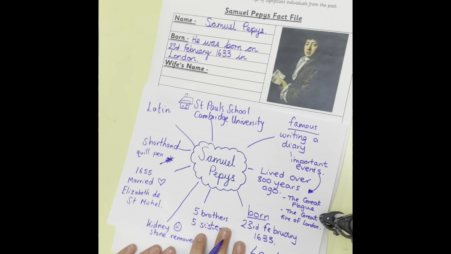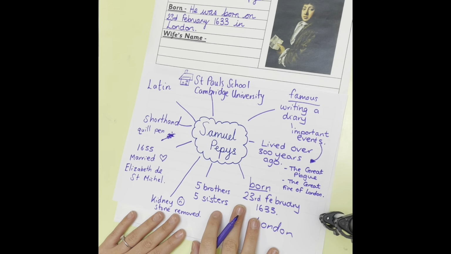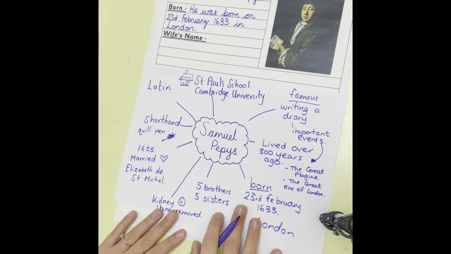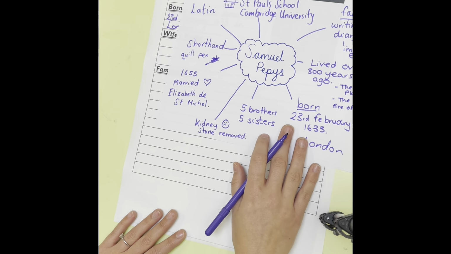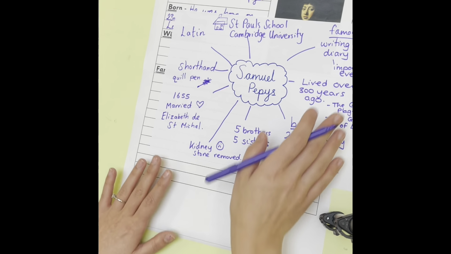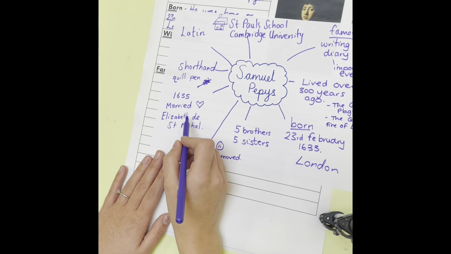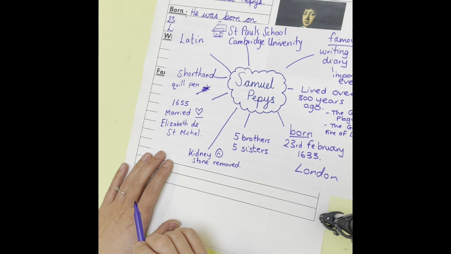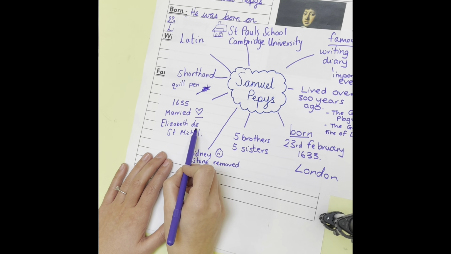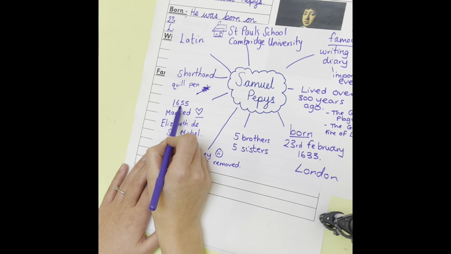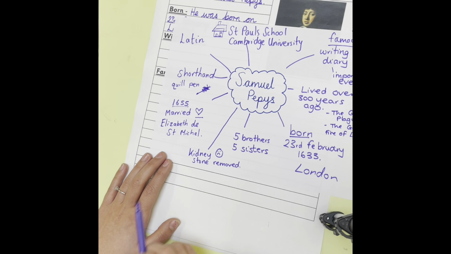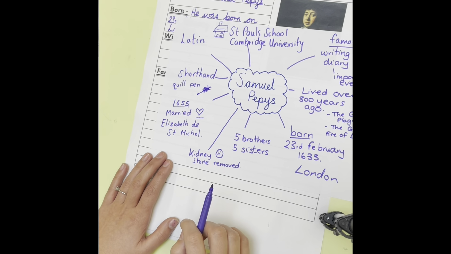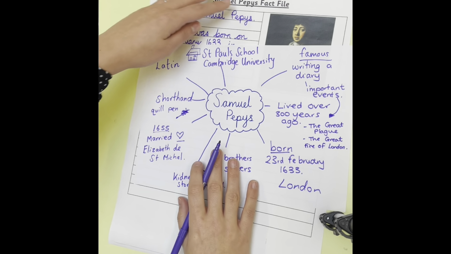Ooh, next part of our fact file is his wife's name. Can anybody see that on my mind map? There it is. Remember, he married Elizabeth de St. Michael in 1655, using my information off my mind map to fill out my fact file.